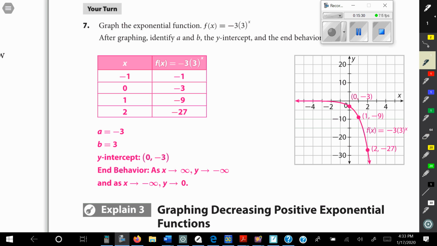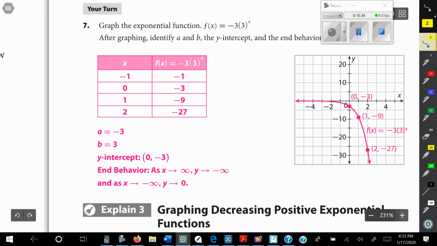All right, so your graph should look like this. It should go as x goes to positive infinity, y goes to negative infinity, and as x goes to negative infinity, y gets closer and closer to 0. Okay, and this is how you graph an exponential function and describe the end behavior.